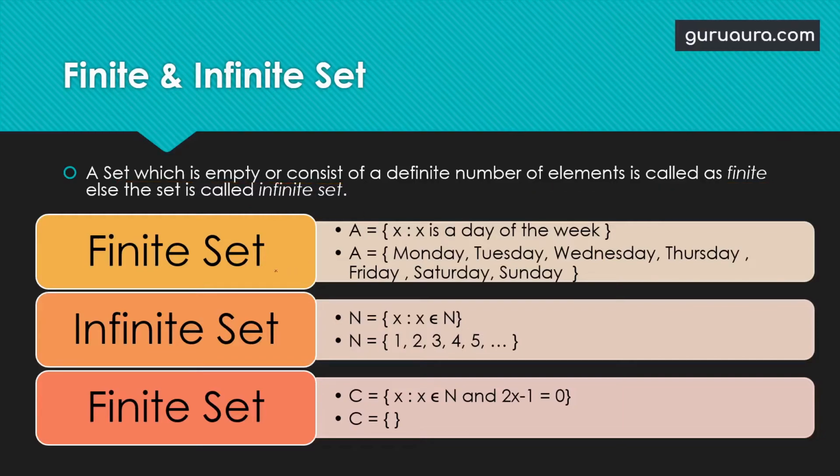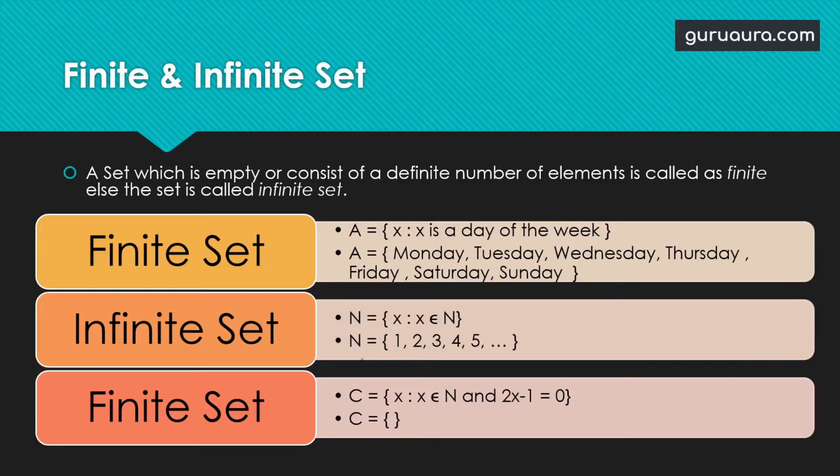Let's see some examples to understand both the types. In the first example, the set of all x such that x is a day of the week. This set would be finite as there are 7 days in a week. Now, let's see the next example. The set of all x such that x belongs to natural numbers. Here, the set is infinite because natural numbers start from 1 and go on.